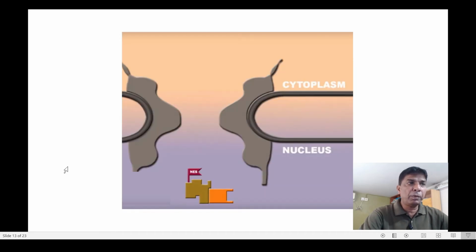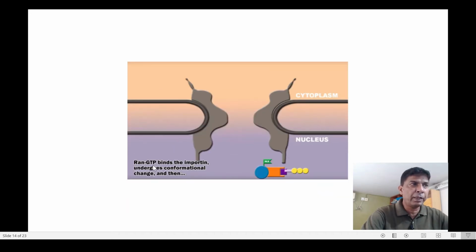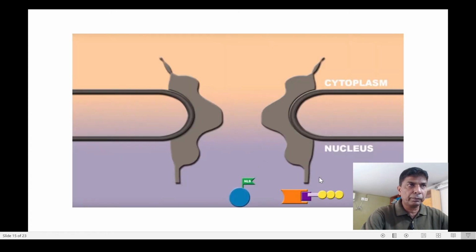At the other end of the nuclear pore complex, there is a RAN-GTP. RAN-GTP binds the importin, which has a sort of stacked alpha helix motif, forming a spring-like structure. This spring-like structure undergoes a conformational change, and the cargo protein is released into the nuclear lumen. Here you can see the RAN-GTP binds the importin, undergoes conformational change, and then it gets released. So here it is released in the nuclear lumen.